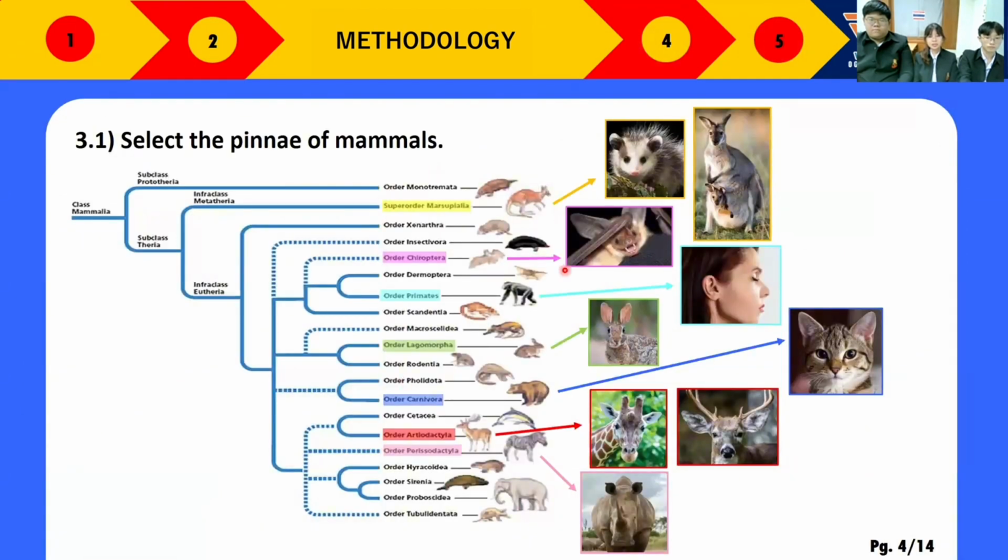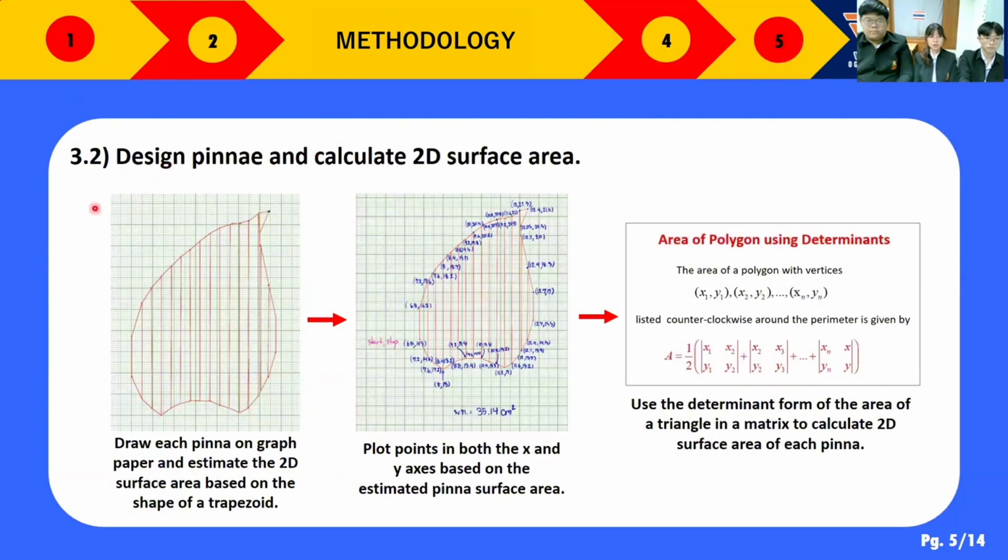Firstly, we study the characteristics of the mammalian pinnae and attempted to cover as many classes and orders of mammals as possible. Next, we draw each pinna on graph paper and estimate the 2D surface area based on the shape of a trapezoid. Then, we plot points on both X and Y axes, and use the determinant form of the area of a triangle in the matrix to calculate the 2D surface area of each pinna as a control variable.